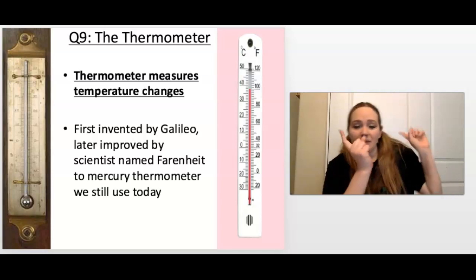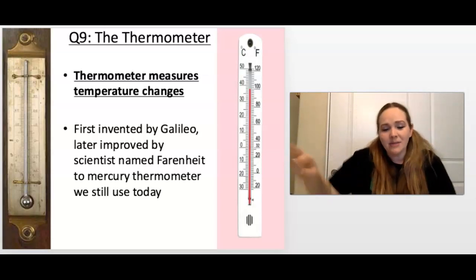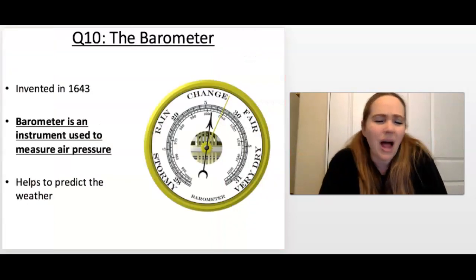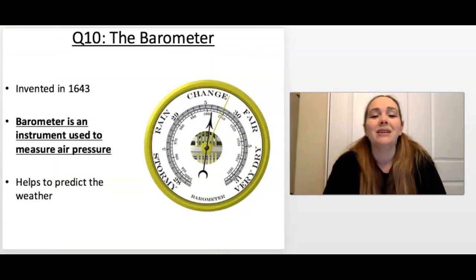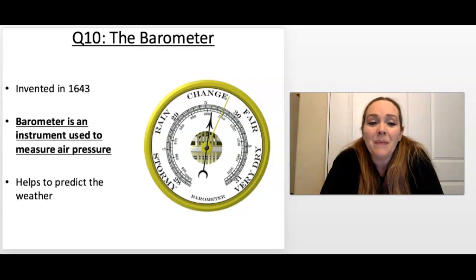So give yourself a left-hand side question, draw a line underneath everything you just wrote all the way across your page. Number 10, the barometer. The barometer is invented in the mid-1600s, and it's used to measure air pressure. Air pressure matters in a lot of different things. One of the applications of wanting to know air pressure would be the weather.